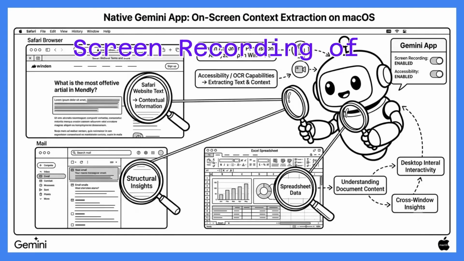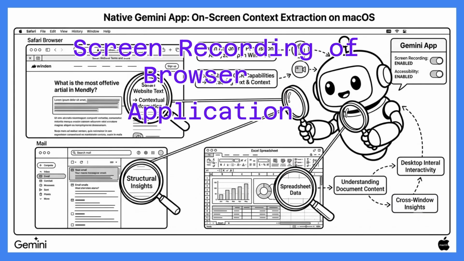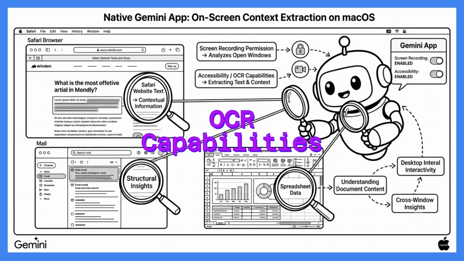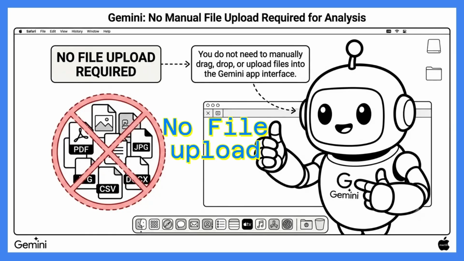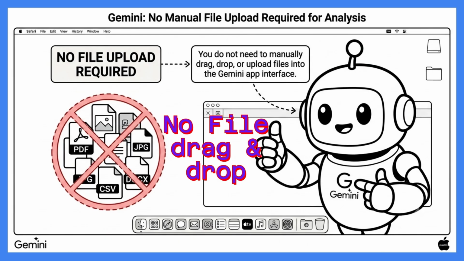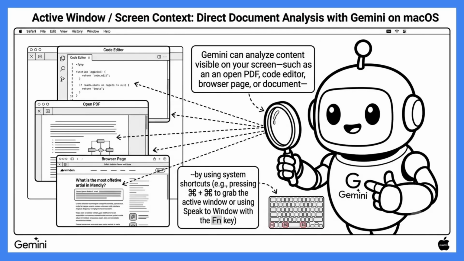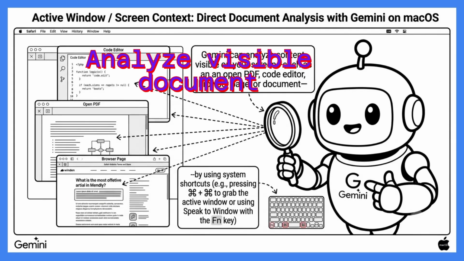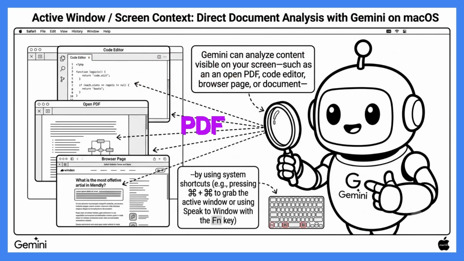On-screen context extraction. The native Gemini app from macOS uses macOS system permissions, specifically screen recording and accessibility/OCR capabilities, to analyze and interact with open windows on your desktop. No file upload required. You do not need to manually drag, drop, or upload a file into the Gemini app interface. Active window/screen context. Gemini can analyze content visible on your screen, such as an open PDF, code editor, browser page, or document, by using system shortcuts.